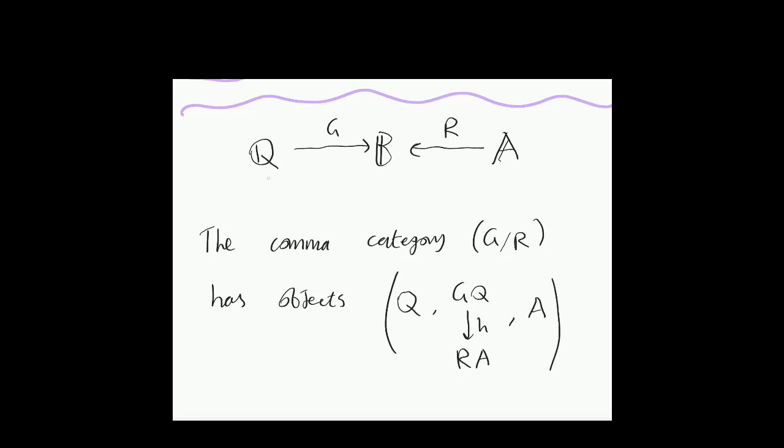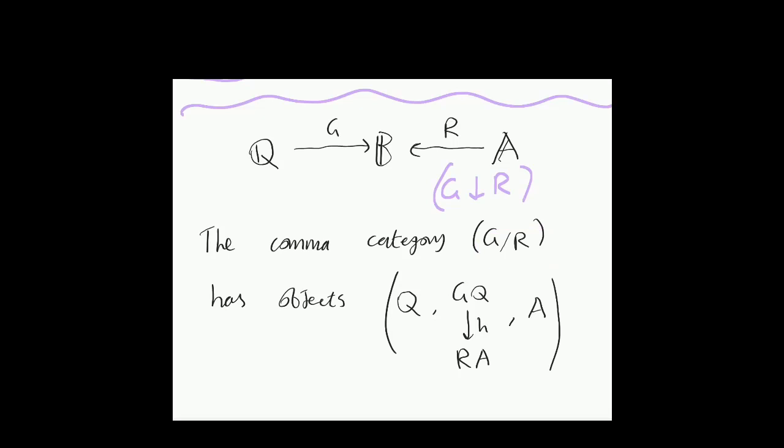We have categories Q, B, and A. We have a functor G from Q to B, a functor R from A to B. And then we can define this comma category, and I'm going to write this today as G slice R. You can also write it as G downwards arrow R, which is notation that I was using in some previous videos, but now I sort of prefer this slice notation. Anyway, what is this comma category?